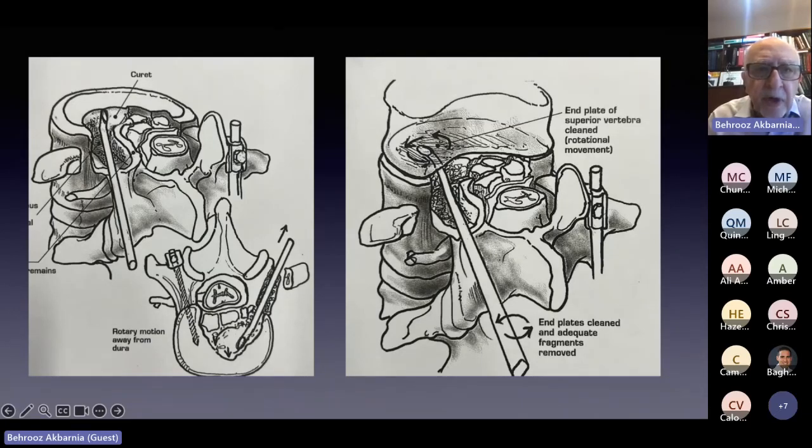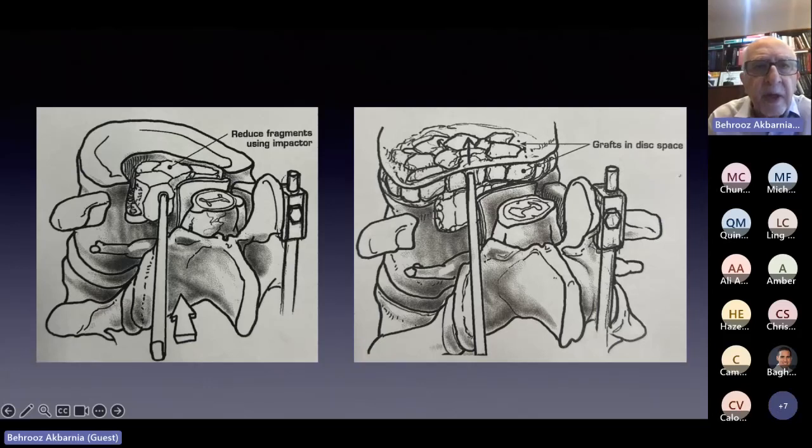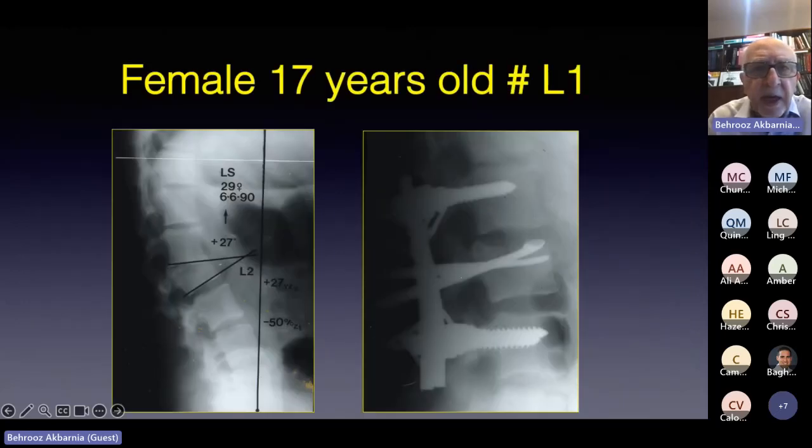Here is how you create the space. Fragments are here. And here the separation between the dura and the fragments. You can see the posterior ligament, and then pushing the dura back, pushing the fragment back with the impactor, and then structural grafting. So it's just pretty much that's the technique.